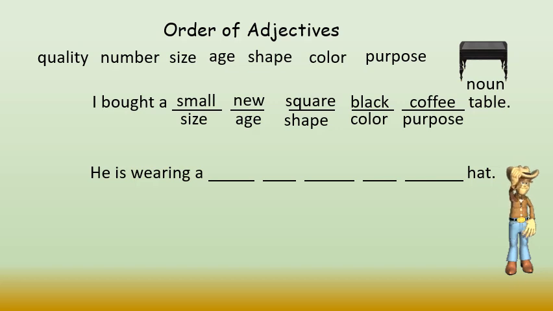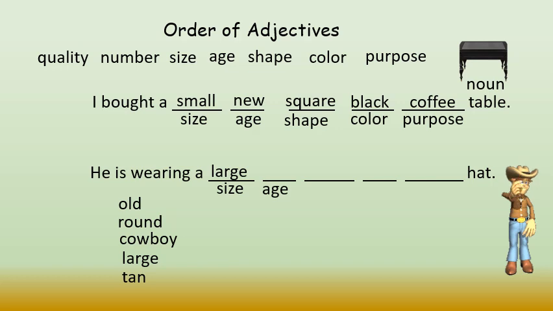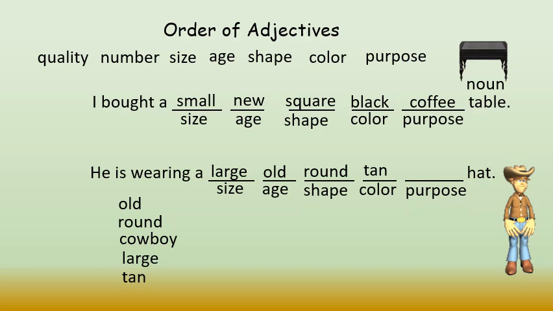He is wearing a hat. The adjectives old, round, cowboy, large, tan. What's the size? Large. What's the age? Old. What's the shape? Round. What's the color? Tan. What's the purpose? Cowboy. He is wearing a large, old, round, tan cowboy hat.